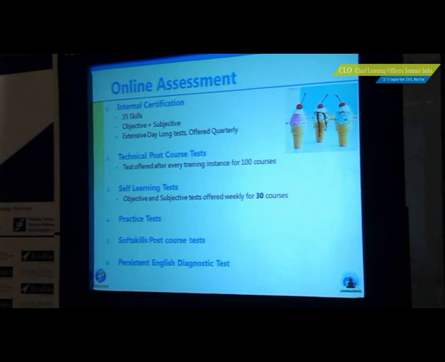By the way, all this together we have constructed into one credit point system. The idea is a person should earn credit points. By attending trainings or taking assessments or taking self-learning tests, they can earn credits. And then there is a credit point requirement which they should fulfill for career progression. So that's how people have choices, but then people should do it. That's the idea.